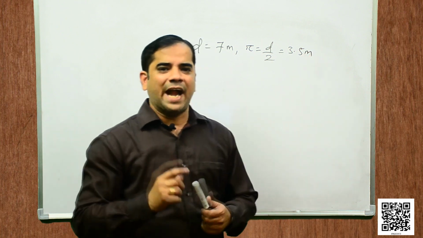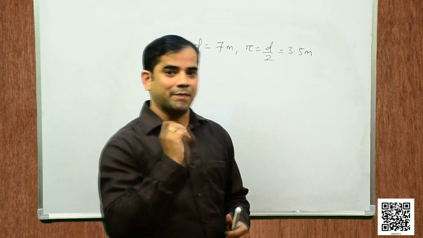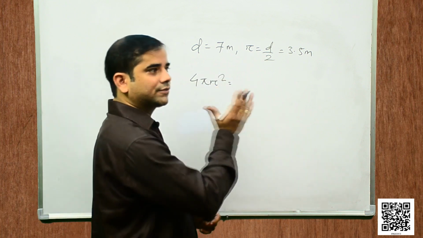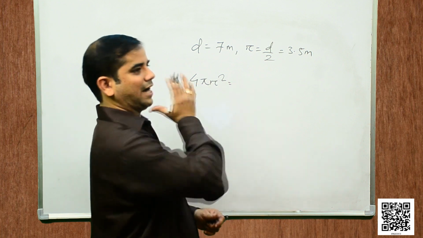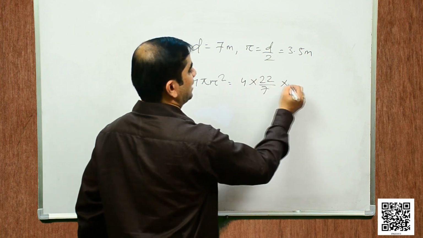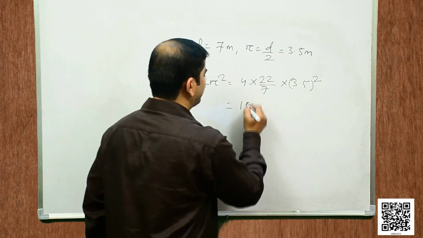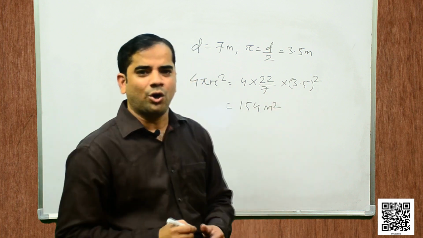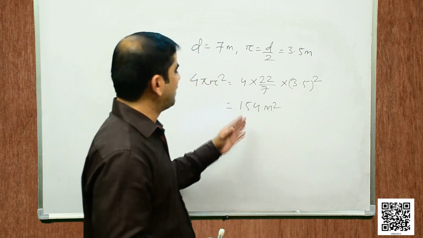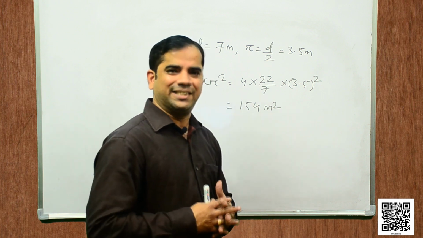Fine. So, the riding space available for the motorcyclist is the surface area of the sphere, which is given by 4 pi r square, because it is the curved surface area, the riding space. So, 4 into 22 by 7 into 3.5 square, that is equal to 154 meter square. So, the area available to the motorcyclist for riding is 154 meter square. It is very simple one. Hope you have understood this, isn't it?